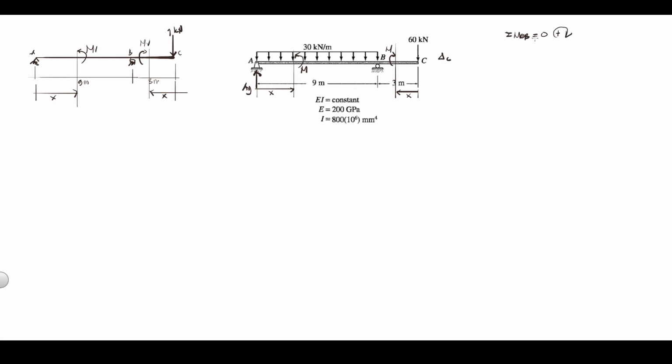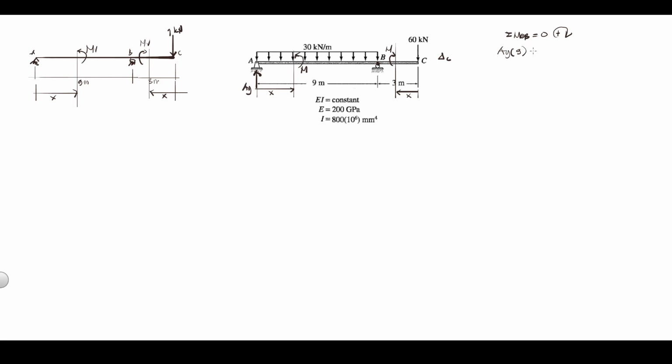Itong ginagawa ko is for us to solve AY muna, kasi i-consider natin siya dun sa left portion ng pagkuha ng M. Okay? So, huwag mong kalimutan, kung may reaction doon, you need to determine that reaction. So, AY, gusto natin kunin. Mag-moment ako sa point B. AY times moment arm niya mula sa point B is 9 meters. And then, meron tayong 30 kilonewton, so ang ano nito is positive.